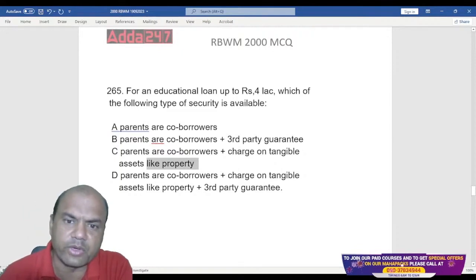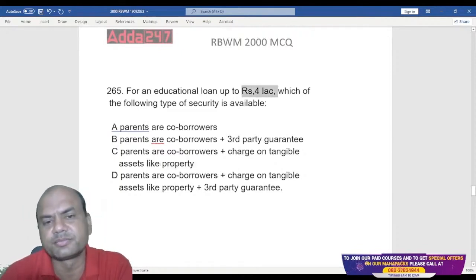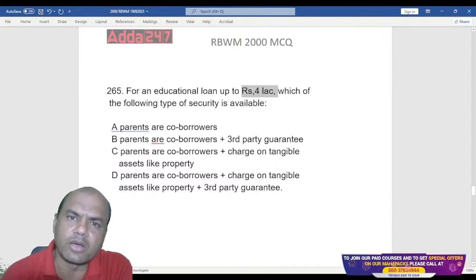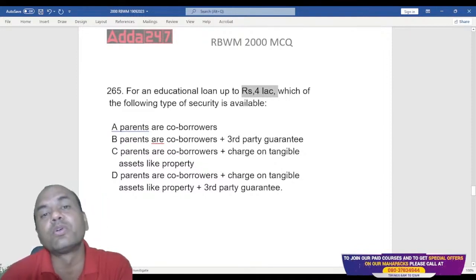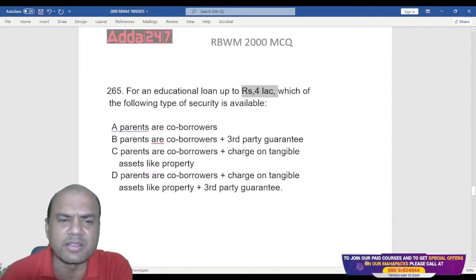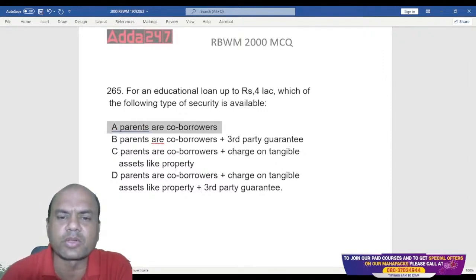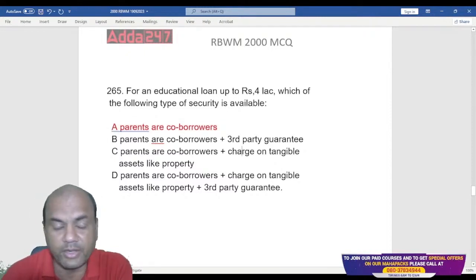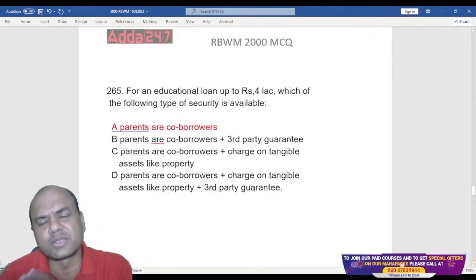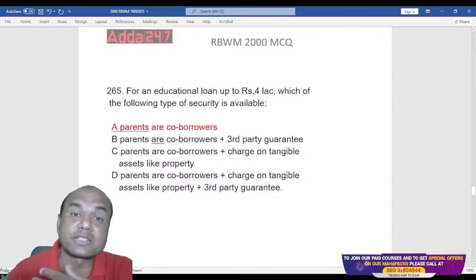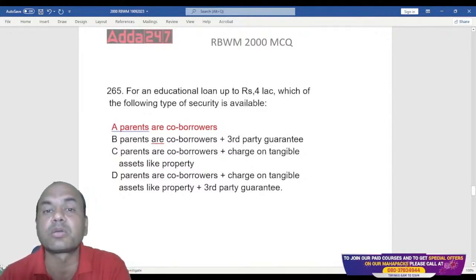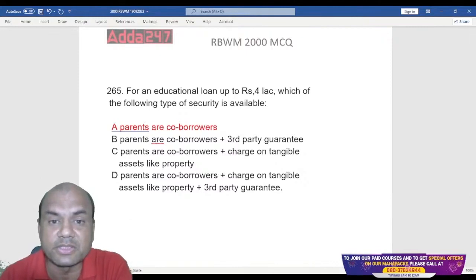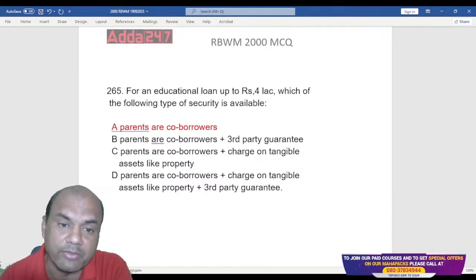So for 4 lakhs, what will the bank take? Remember, 4 lakhs is not a big amount now for banking. Earlier, 20, 25 years back, it was a big amount. Now, just parents as co-borrowers and the loan is disbursed up to 4 lakhs. Nowadays, loans are disbursed up to 10 lakhs based on CIBIL, with zero documentation. So, in which world are we?